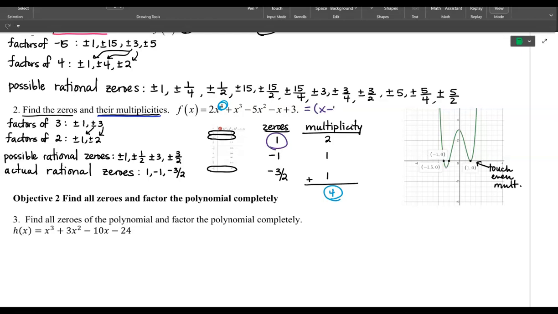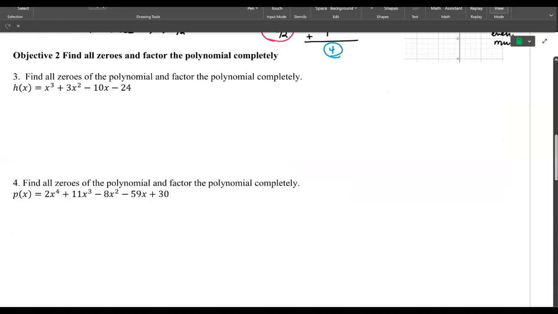then x minus 1 had to be a factor. If negative 1 is a 0, then x plus 1 had to be a factor. And if negative 3 halves is a 0, then 2x plus 3 had to be a factor. And because 1 had multiplicity 2, this x minus 1 right here should be squared. And so this is how that entire polynomial would factor. We were being asked to find all the zeros and to factor the polynomial completely.